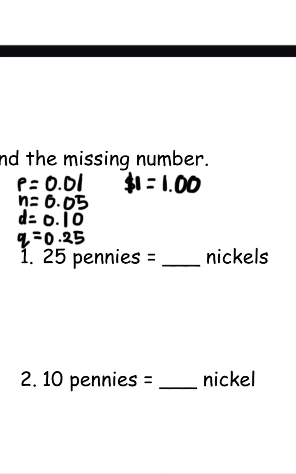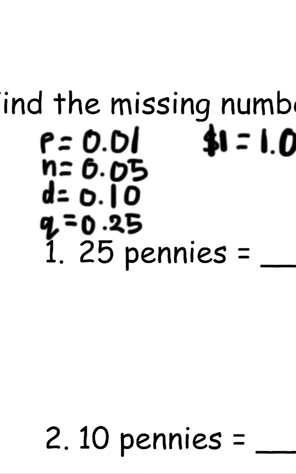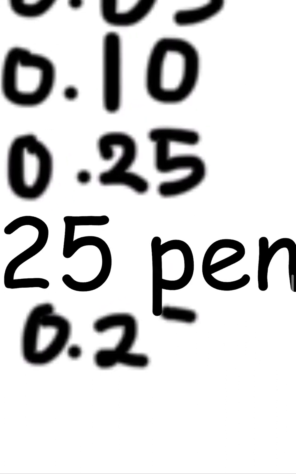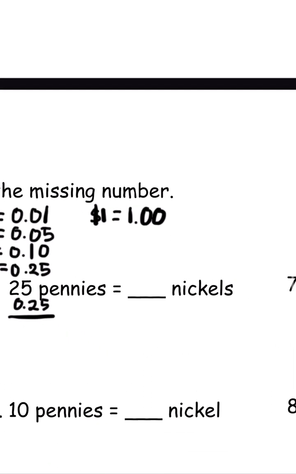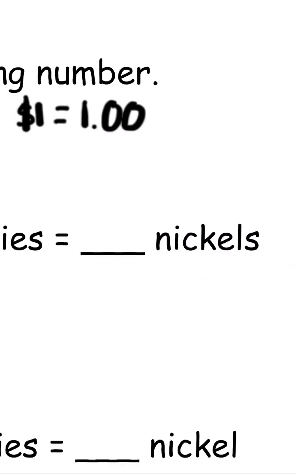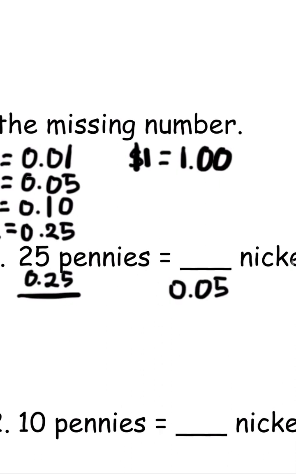So let's look at number 1 again. So it says 25 pennies. So 25 pennies is going to be 0.25 since there are 25 of 0.01s. So it's the same as 0.25. And now we need to change that into nickels. So a nickel was 0.05. And we need to find out how many nickels is going to be 0.25.